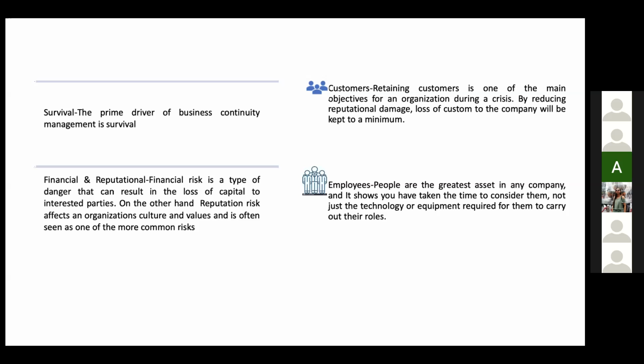And the last but not the least is employees. Employees are those people who are the greatest asset in any company, and it shows that we have taken the time to consider them, not just the technology or equipment required for them to carry out their roles. So communicating to our employees during an incident can keep them safe and keep them from causing further disruption, for example during a cyber attack, and risking a greater financial loss to the business.